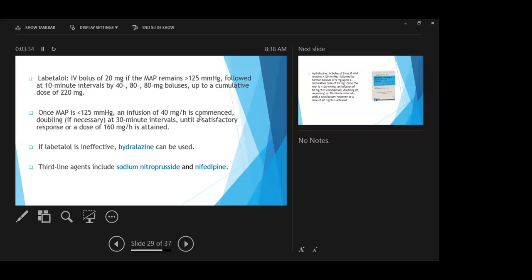So we give 4 ml of the labetalol, that is 20 mg. And once the mean arterial pressure is less than 125, we can start an infusion of 40 mg per hour. It can be increased if necessary, until a dose of 160 mg per hour is attained. And the second line drug is hydralazine.